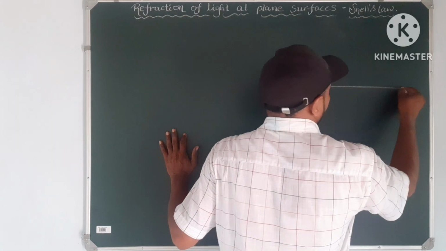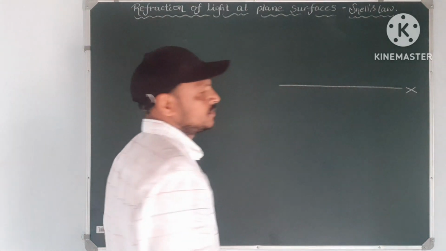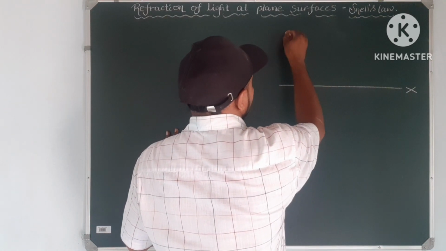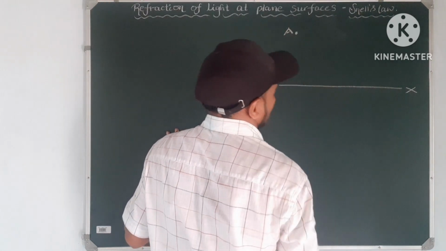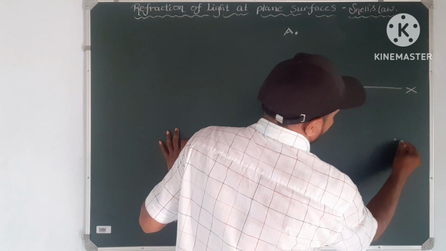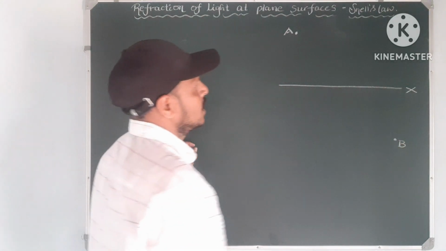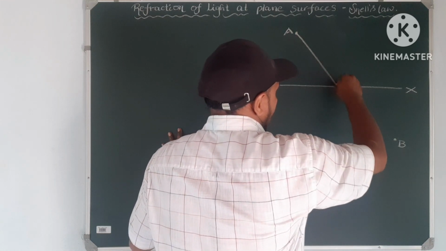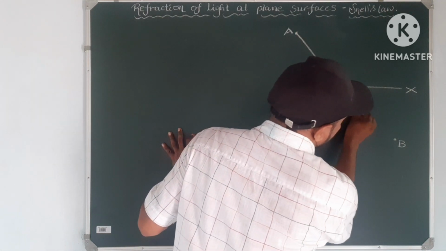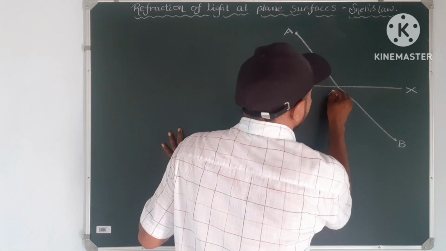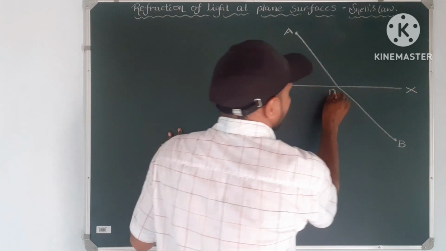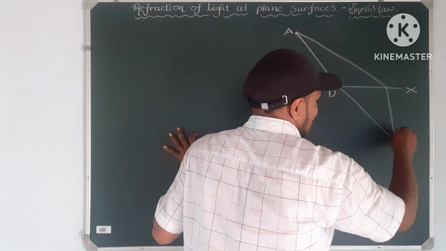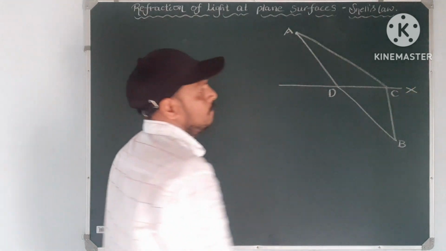This is the shoreline X, and this is point A, and this is the point B. And this path is the ADB path. This is the ACB path.